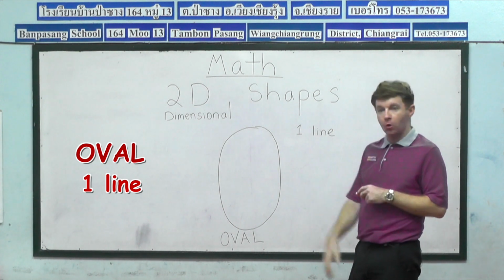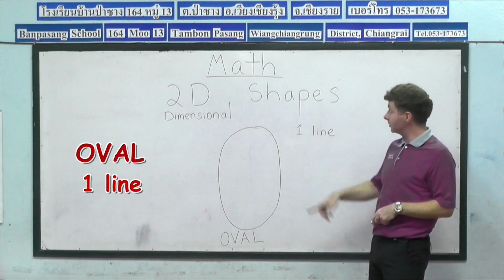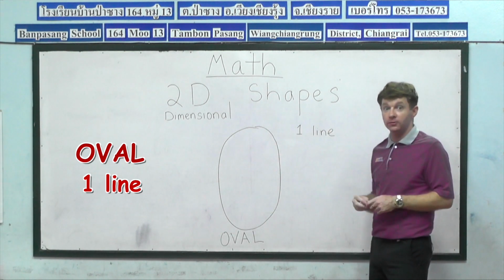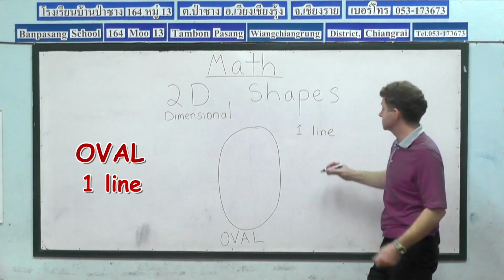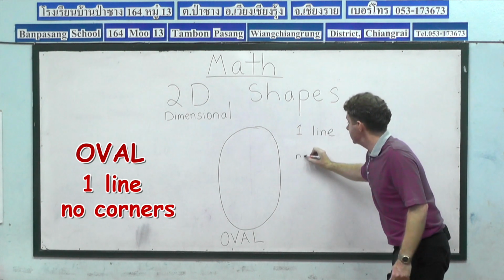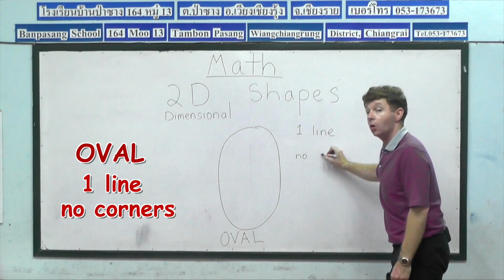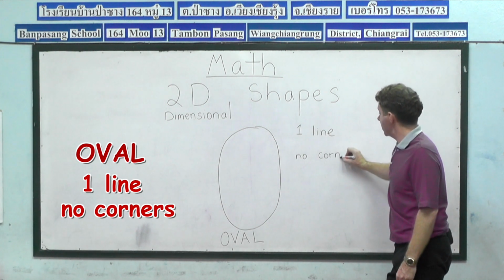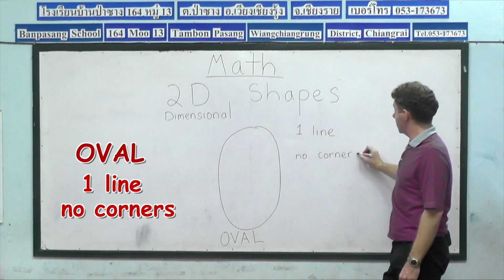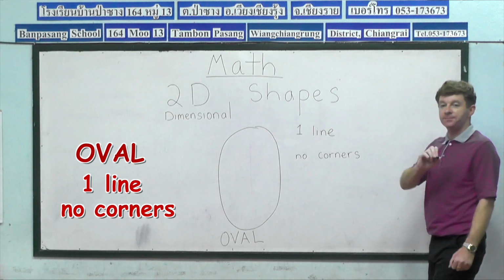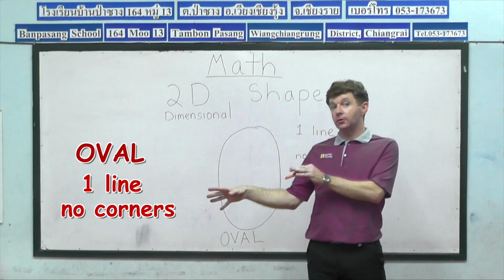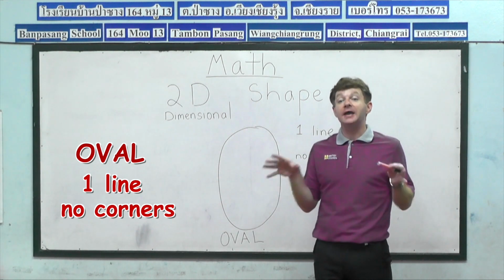Okay. How many corners does an oval have? Excellent. No corners. Same as a circle. Because it goes around, there are no corners or no angles. N-O, corners, C-O-R-N-E-R-S.